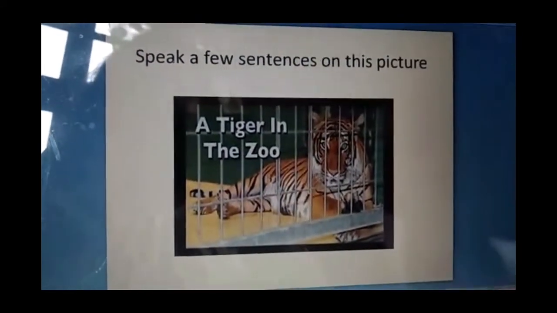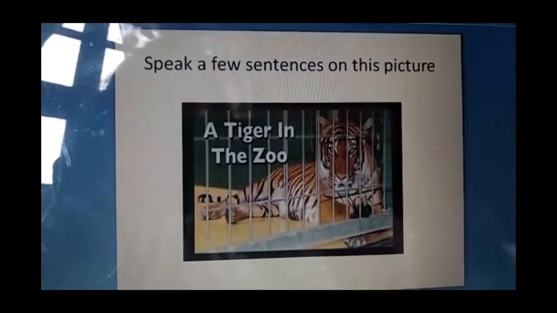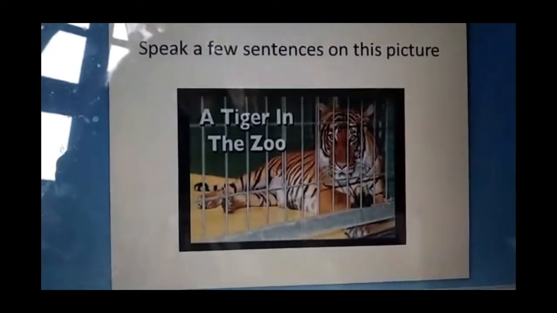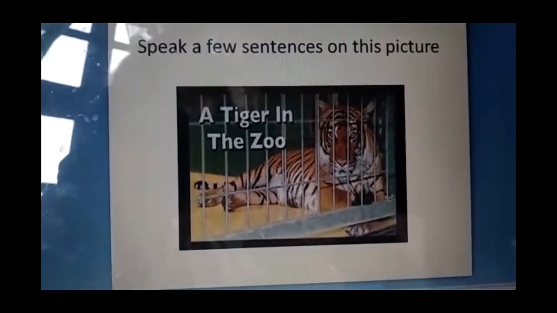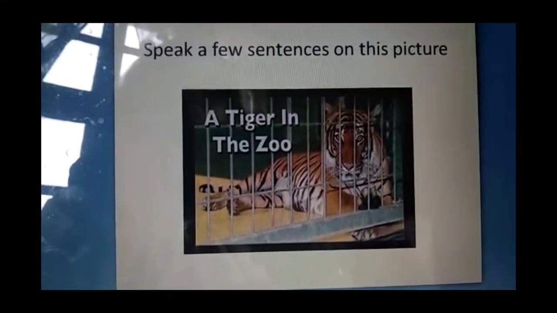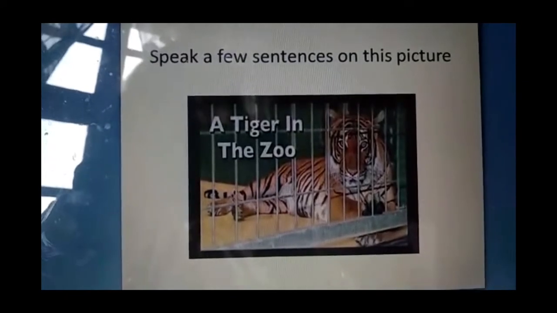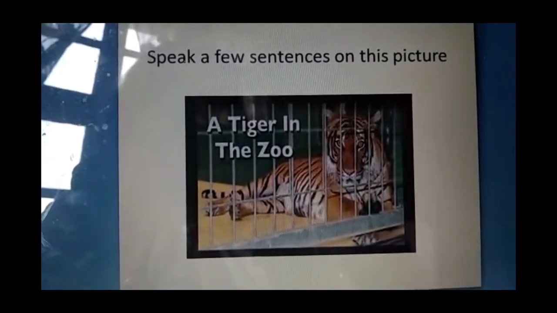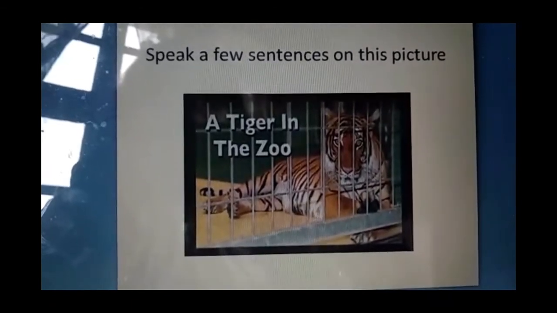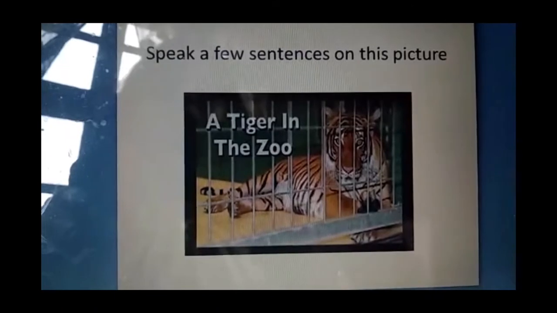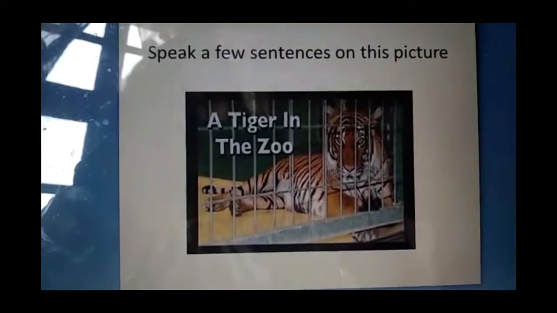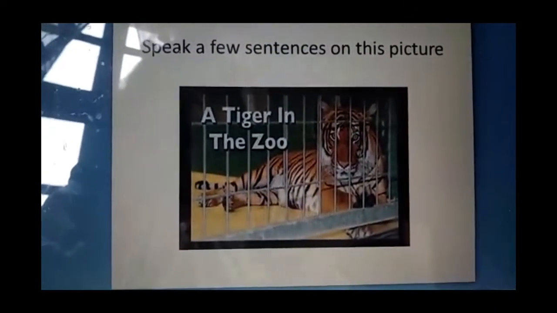Now, let us try to speak a few sentences on this picture. What are your impressions on this picture? Each one of you can write out your expressions and send it through our WhatsApp group. What are you going to send? You are going to send a few sentences that express your emotion at seeing this picture.